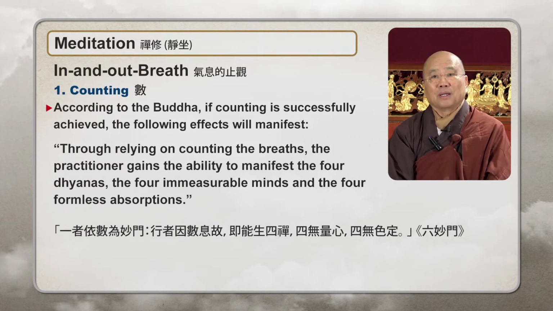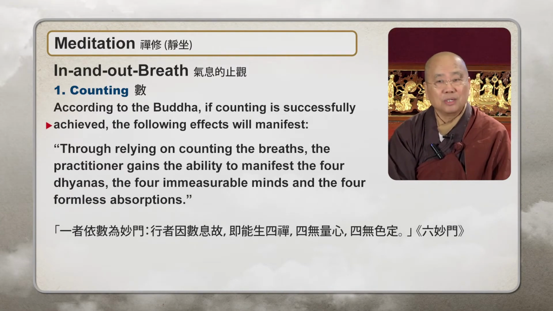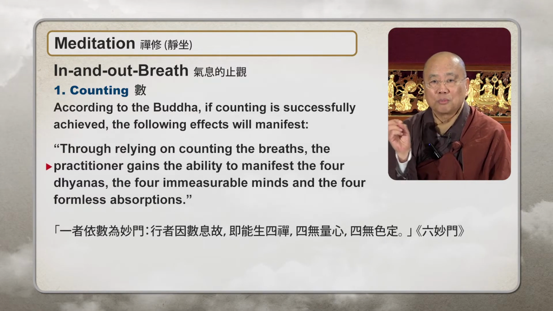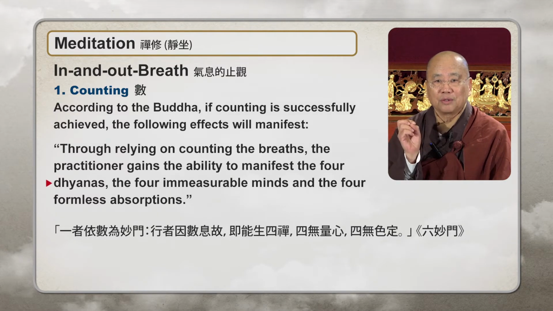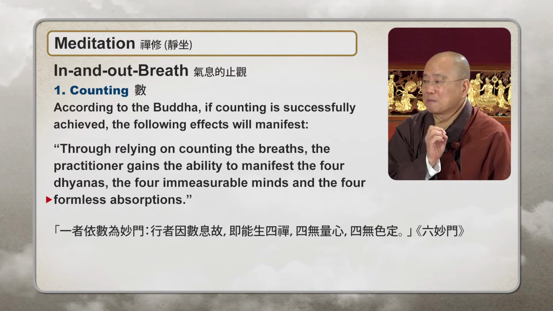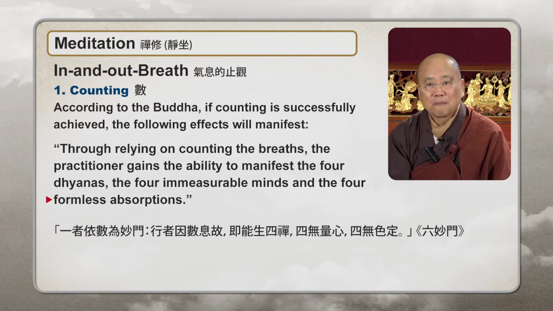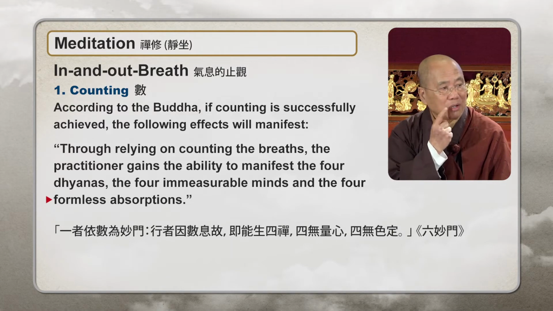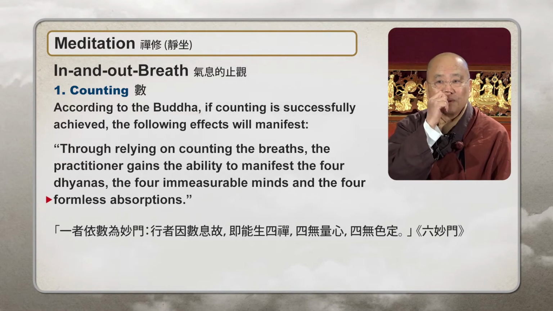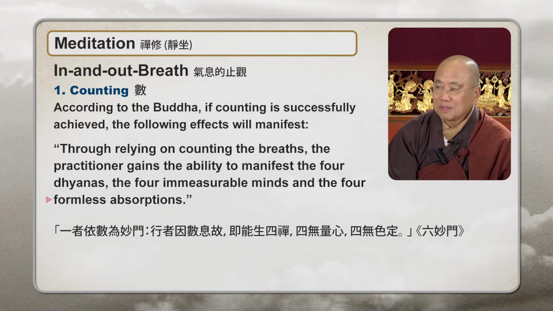Okay, let's go on to the next one. Okay, now, counting. According to the Buddha, if counting is successfully achieved, the following effects will manifest. Through relying on counting the breaths, the practitioner gains the ability to manifest the 4 dhyanas, the 4 immeasurable minds, and the 4 formless absorptions. For those who despise or underestimate breath meditation, you should see this. This practice is enough to lead you to the 4 dhyanas, to the 4 immeasurable minds, and the 4 formless absorptions. Now, what does this mean?